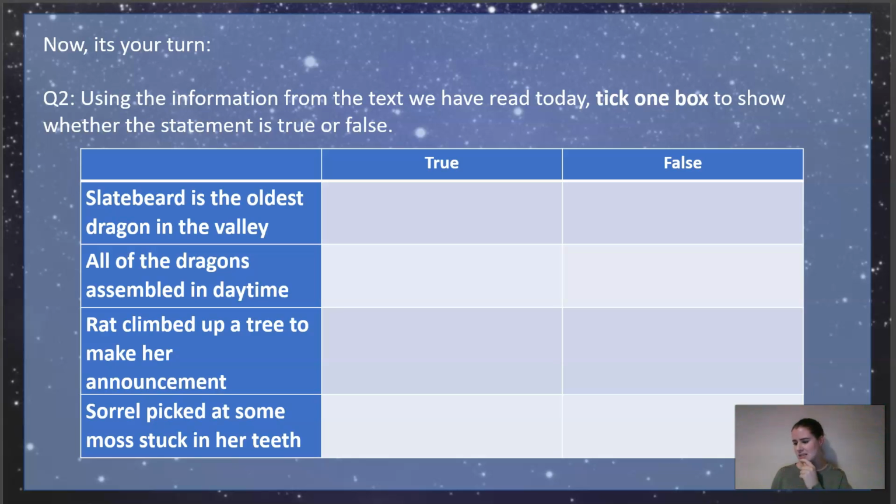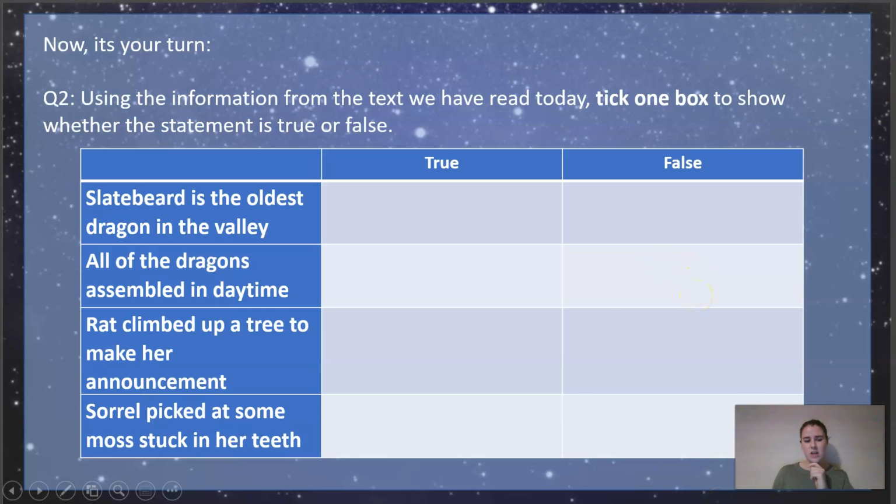A black and starless sky lay over the valley and it was still raining. Well, now if I know it's a black and starless sky, I have completely no sun. I know that I'm now talking about the evening and I'm heading into nighttime. But my statement here says all the dragons assembled in daytime. Well, I know from the clues in the text that tells me that the sun had set and it was a black and starless sky. We're not talking about daytime. So I know that that statement there is going to be false.